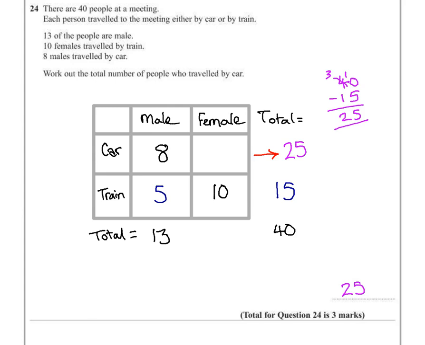You don't need any more of the information, but the rest of this could be filled in very easily just by saying, right, if I've got 25 people, that means that 17 must have been women who came by car. 17 add 10 is 27 women in total. 13 add 27 is 40. Just shows that all the numbers still match up.